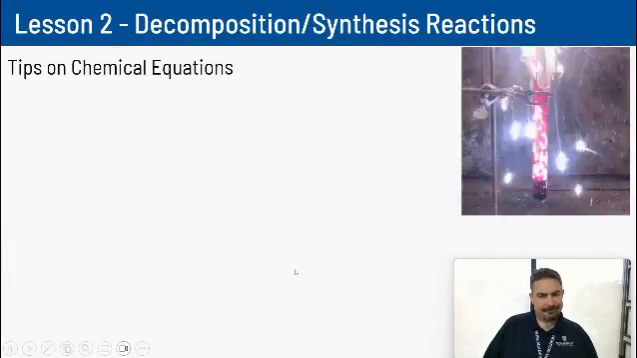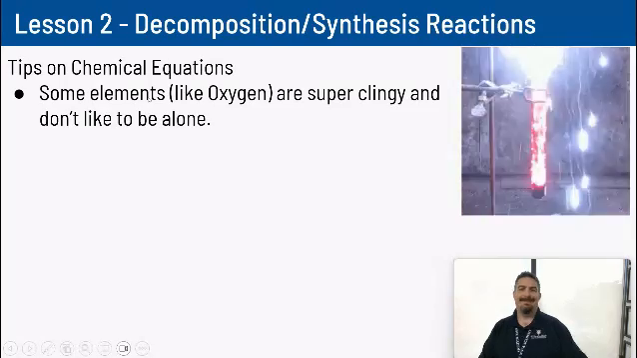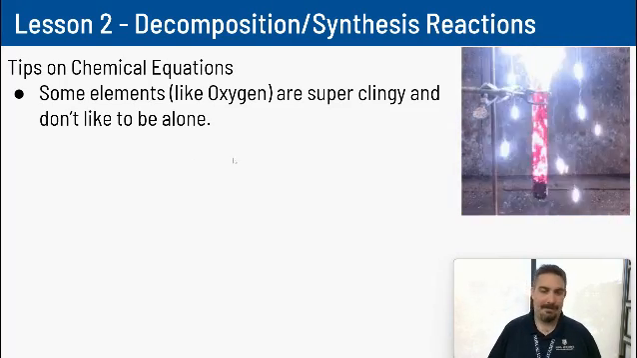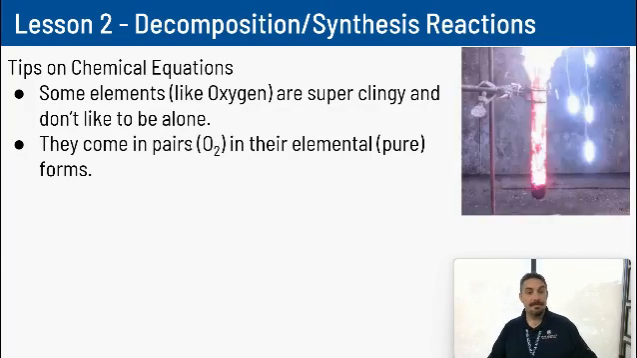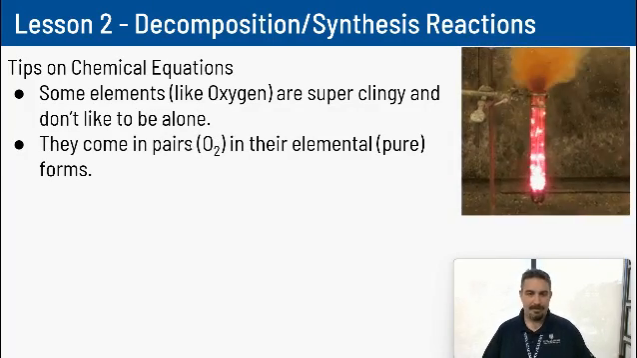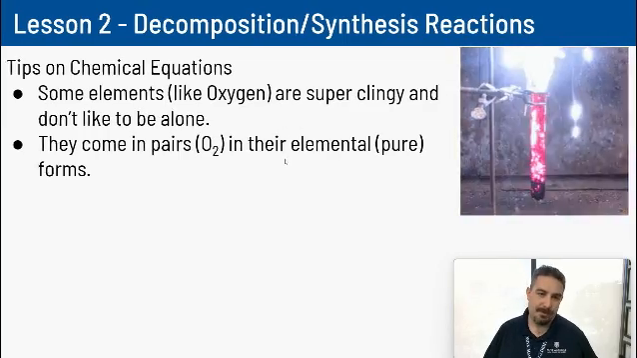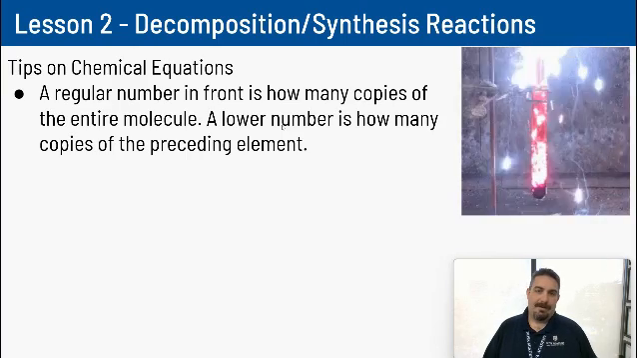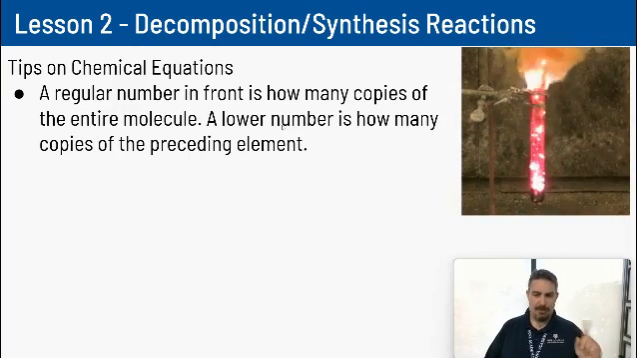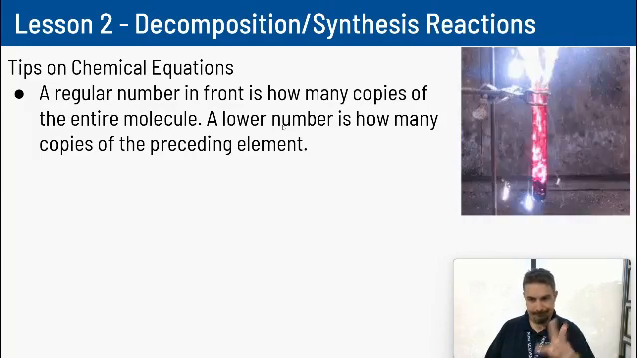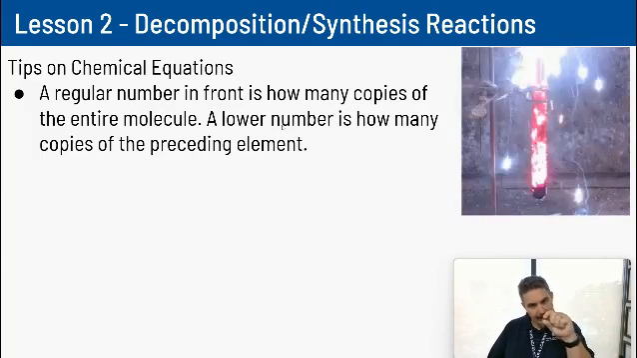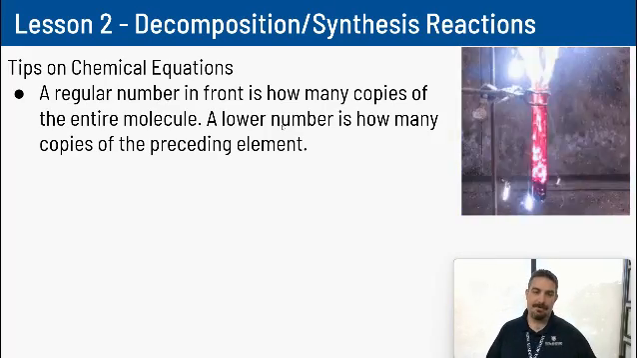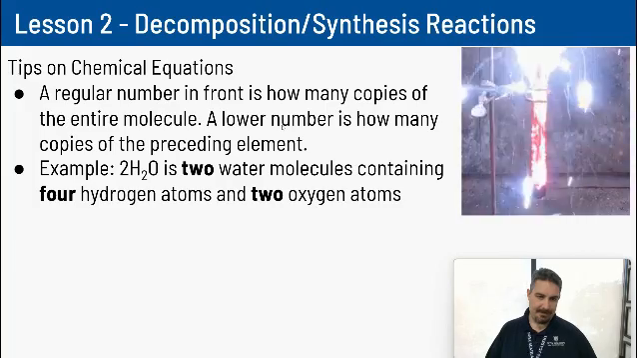But what's going on? Well, here's some tips. Some elements, like oxygen, are super clingy. Maybe you have a friend like that. They're super clingy and they don't like to be alone. They come in pairs, O2, oxygen plus 1 oxygen, in their elemental or pure forms. Another tip on chemical equations: a regular number in front is how many copies of the entire molecule. If it says 2 H2O, there's 2 of them. Easy. The lower number, the baby number, is how many copies of the preceding element. In H2O, that little 2 means there's 2 hydrogens. Okay, we see that example here, bolded out.